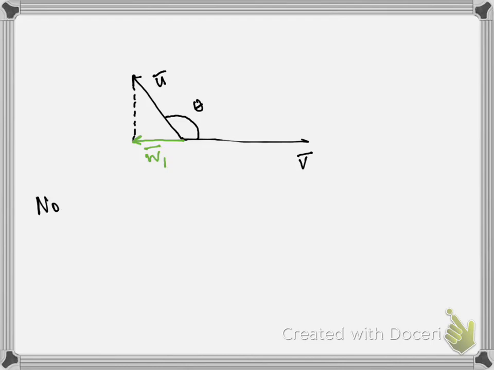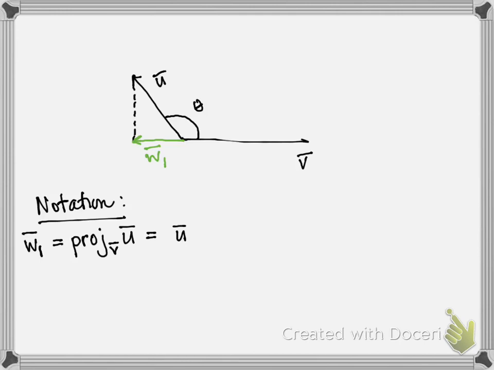The notation for W1 is proj, P-R-O-J, the projection of U onto V. So I would write the projection, and this is just what I was calling W1 a second ago. I would write the projection of U onto V is, again, U dot V over the norm of V squared, all of this, times the vector V. Okay?